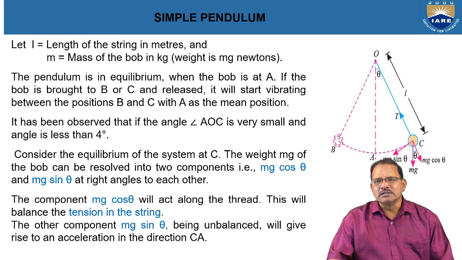Now, consider the equilibrium of the system at C. The weight of the bob, mg, is resolved into two components. One is mg cos theta, which is acting in the direction of the string, and its magnitude is equal to the tension in the string. So both are equal in magnitude and act in opposite directions, hence their effect on the system is 0.